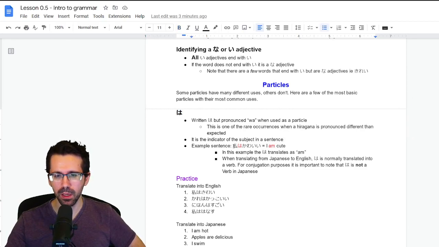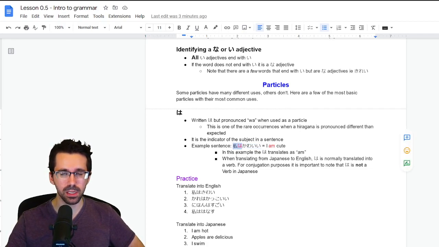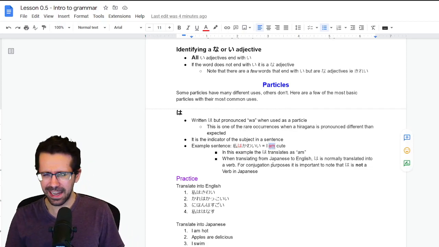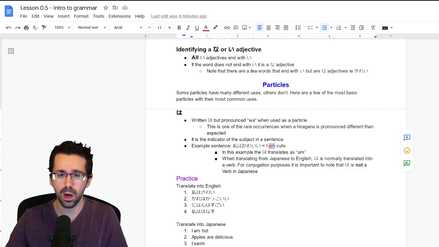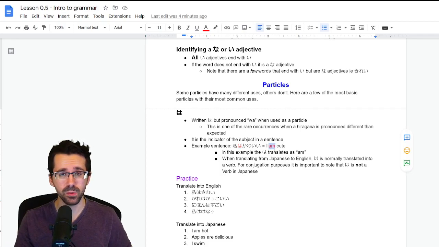So for example, if we wanted to say watashi wa kawaii, then the wa here is showing that the subject of our sentence is watashi. And of course, kawaii means cute. So we can pretty easily say watashi wa kawaii means I am cute. Now you might look at this and say, okay, wa then translates to am. Kind of and kind of not. The difference is that, again, wa is a particle where am is a verb in English. So that's one difference there.